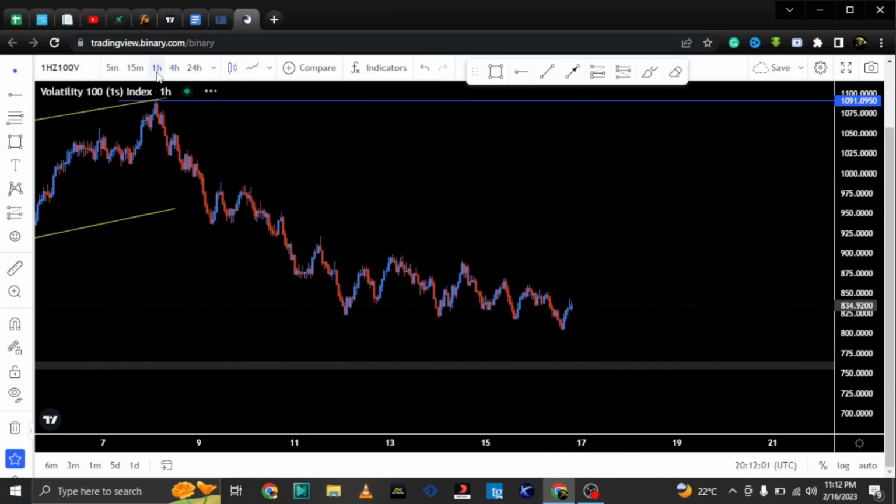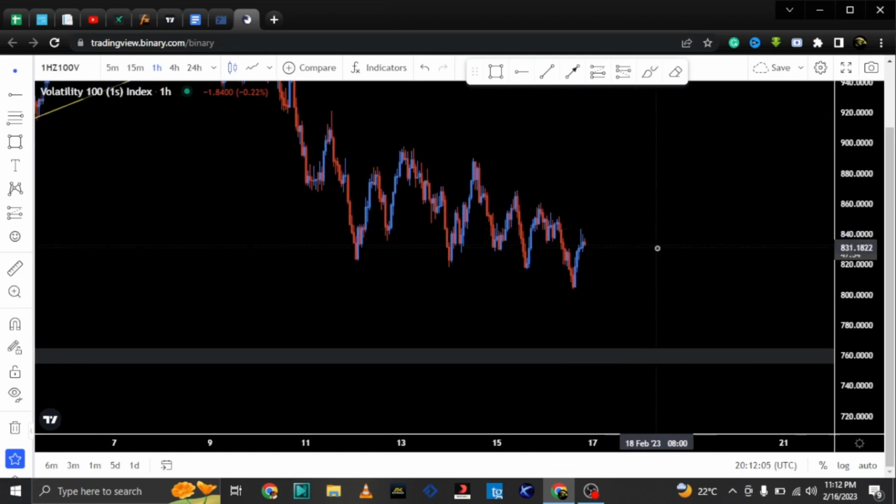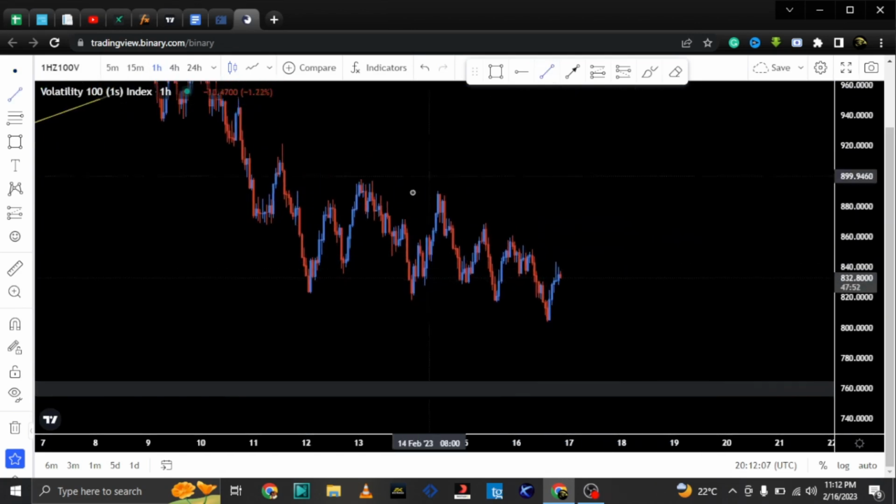Let's look at the 1 hour time frame. So you can see that from the 1 hour time frame, the market is quite corrective. All right, you can see the market is quite corrective over here.